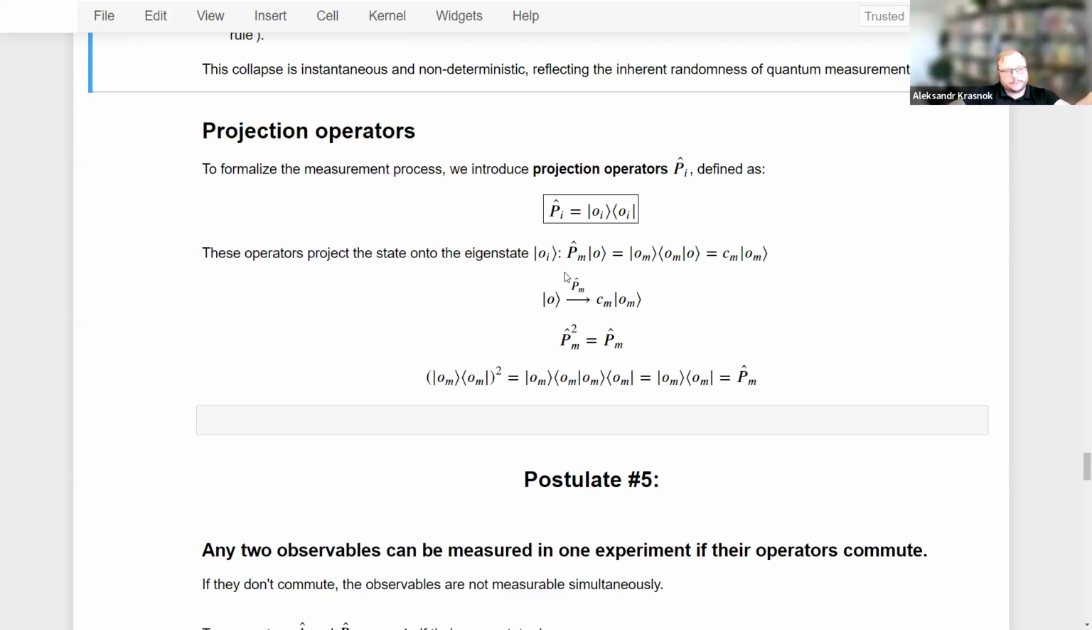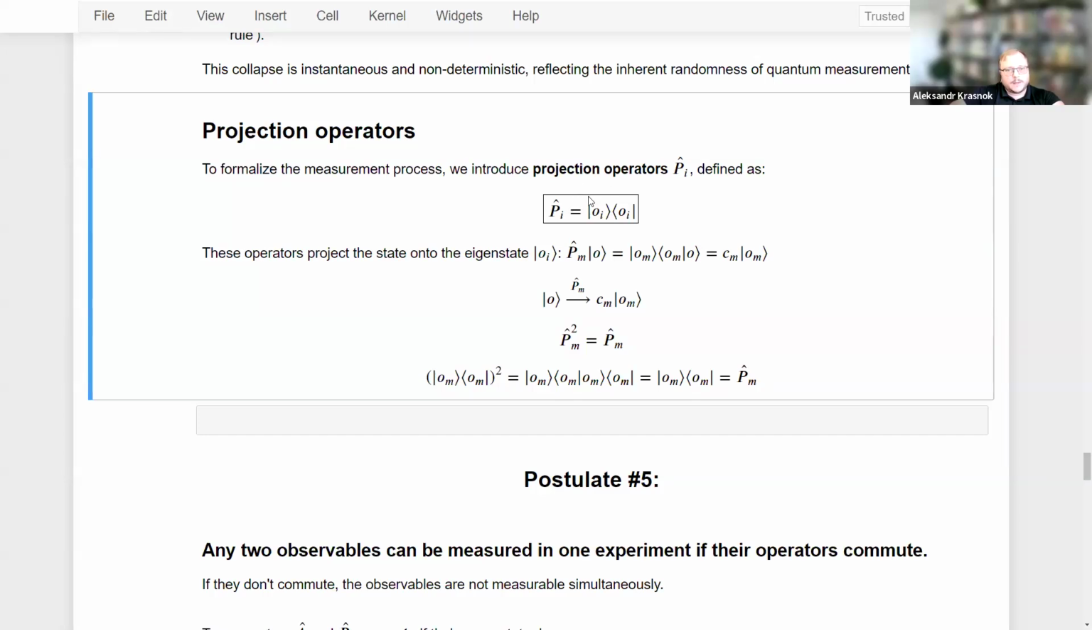Theoretically, this process is given by projection operators. The projection operator is simply the outer product of the corresponding particular vector. So this is the state vector i, which represents one of the eigenvectors, and you form the outer product of the two, and this is the projection operator.